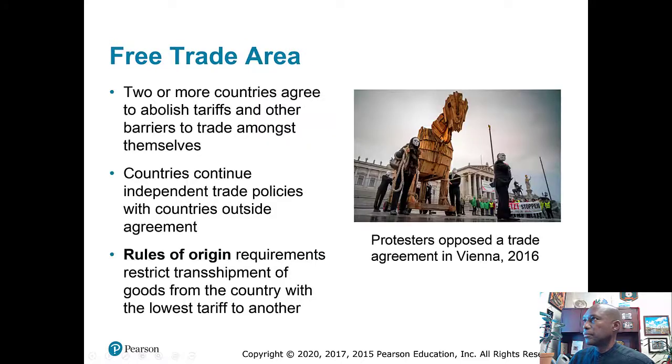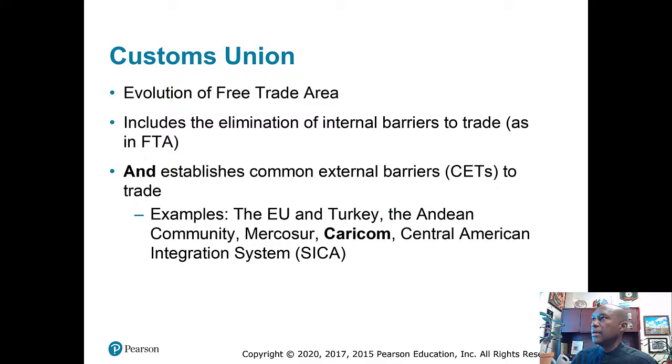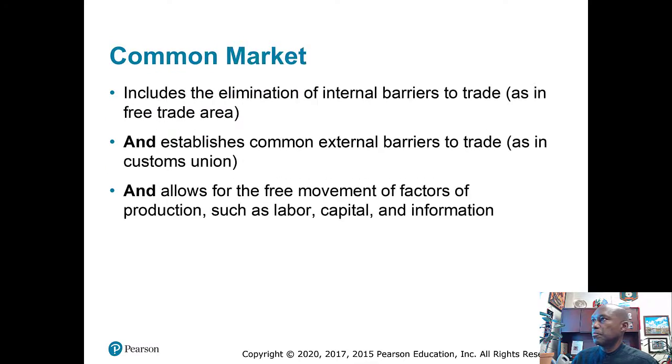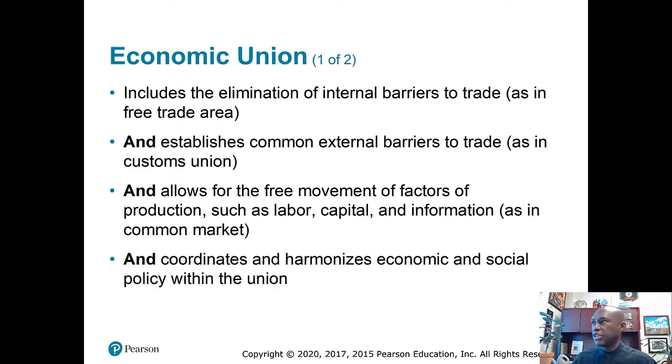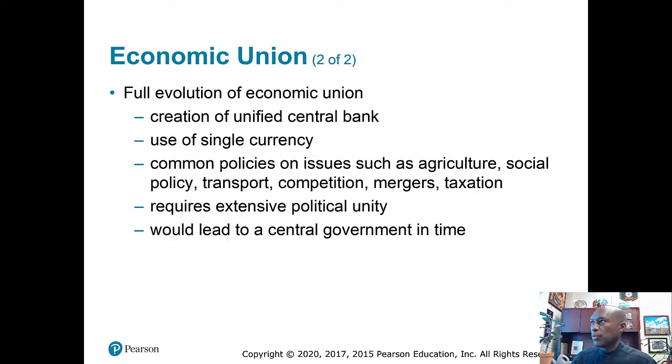Moving on, they give you some more details, the FTA, and then the external uniform tariff policy here includes elimination of internal barriers and establishment of common external barriers. Some examples of that: common market, which includes freedom of movement of factor endowments, labor, capital, and information. European Union, of course, we know about the euro.